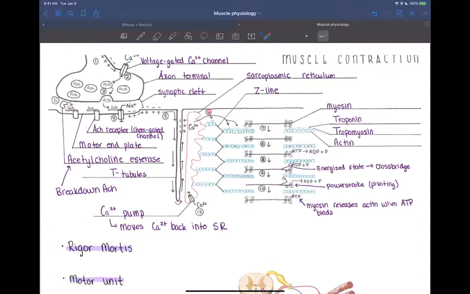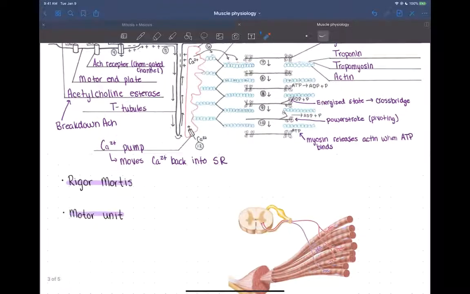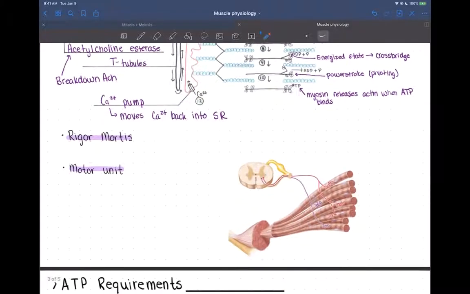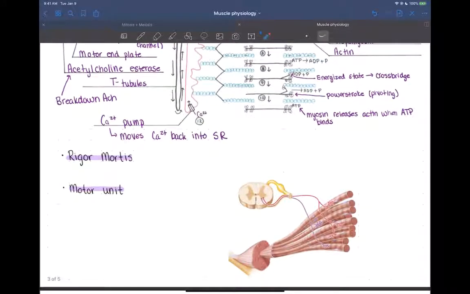So two more little concepts to talk about before we wrap up this video. The first one I just think is really interesting, and now you can understand it now that we've talked about the process of muscle contraction, and that is rigor mortis. We know rigor mortis occurs after somebody has died. After a certain number of hours, the body becomes very stiff.